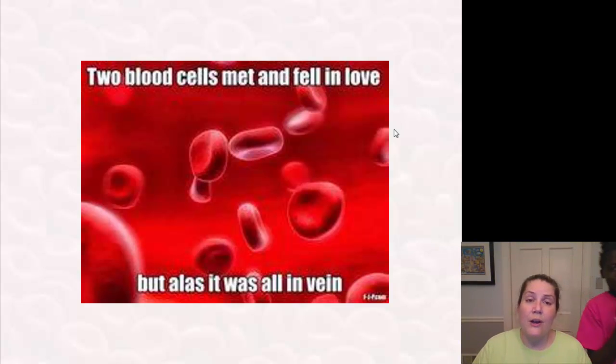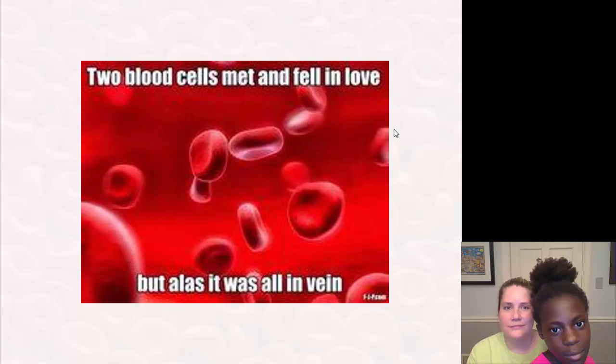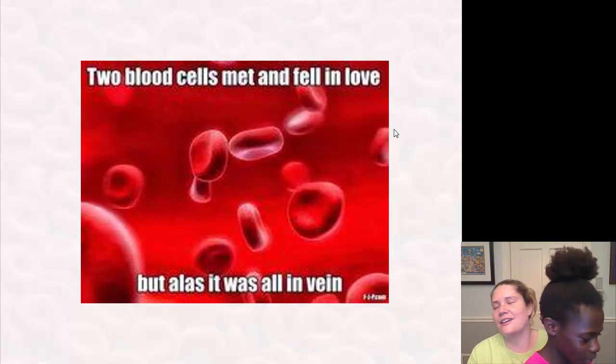That's all I got for you, with the exception of this one joke that Eloise is going to read to you. Two blood cells met and fell in love, but alas, it was all in vain. Oh, those poor blood cells.